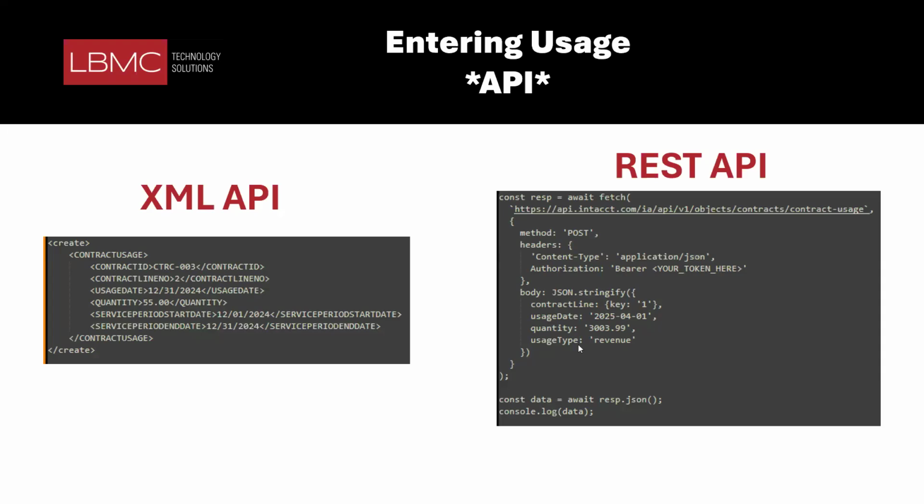An API works very similar to that. It takes requests from one software, delivers them to another system, and then returns the results. So it just allows different software programs to communicate and work together. Sage Intacct supports both XML API and, more recently, REST API for importing contract usage. Many of our clients have custom integrations that import their usage on a recurring basis.